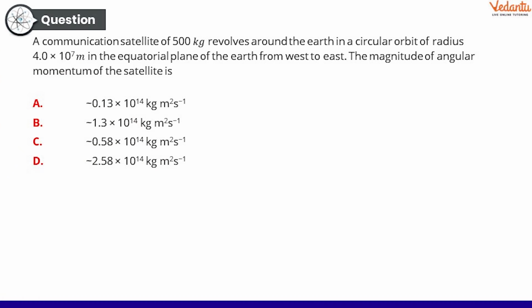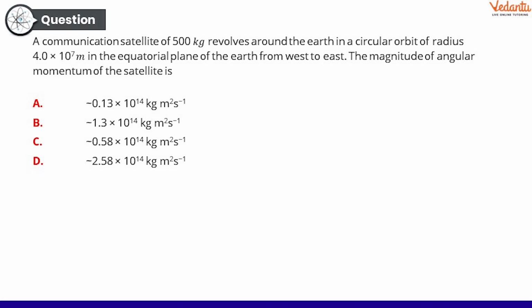Moving to question number 5. A communication satellite of 500 kg revolves around the Earth in a circular orbit of radius 4 into 10 power 7 meters in the equatorial plane of the Earth from west to east.